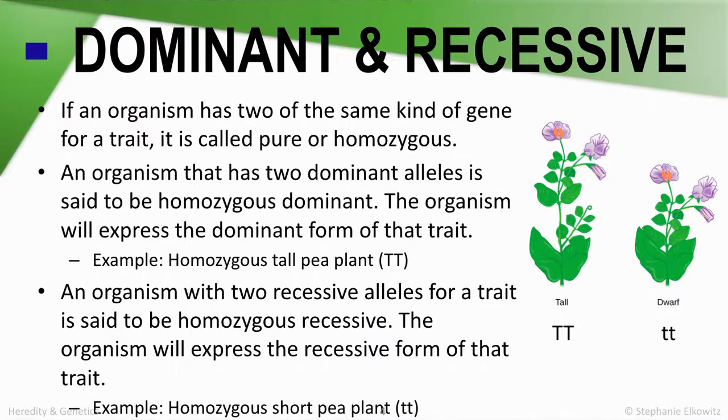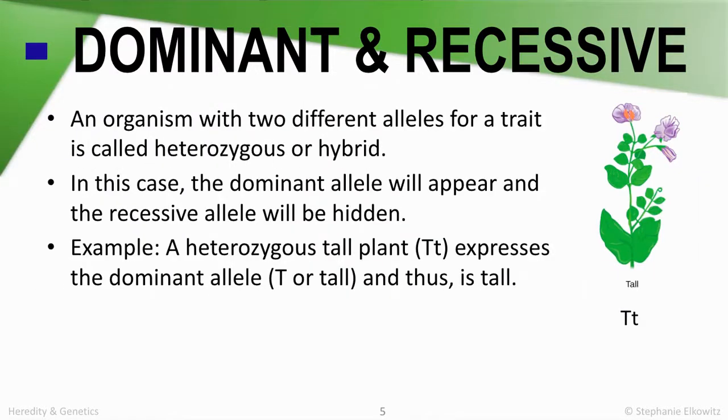All right. And again, that prefix homo, that kind of makes sense. It is the same. Now, an organism with two different alleles for that trait is called heterozygous or hybrid. We're going to normally call it heterozygous. In this case, the dominant allele still appears. You do still see that capital T tall trait, and the recessive allele is hidden.